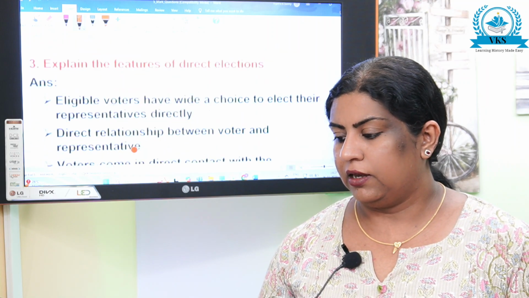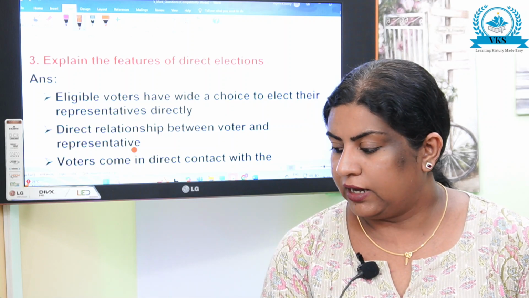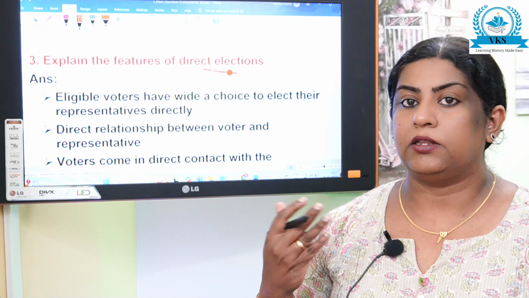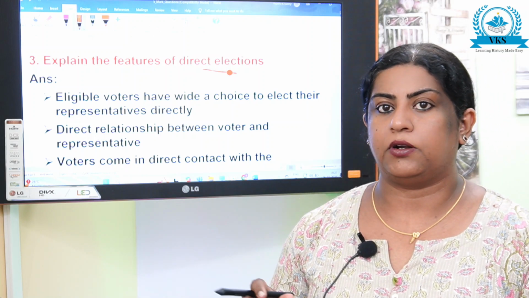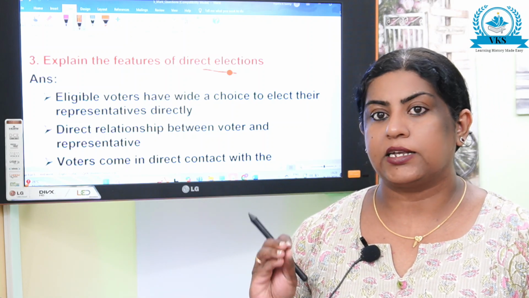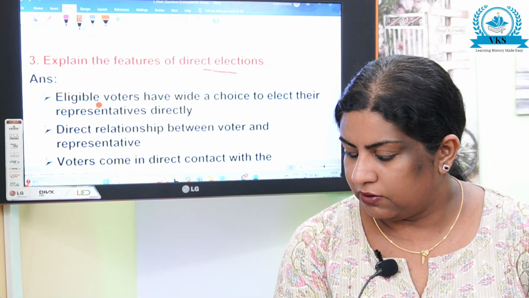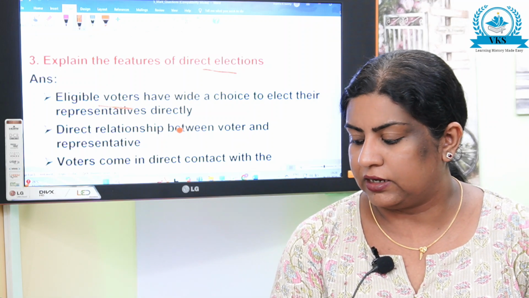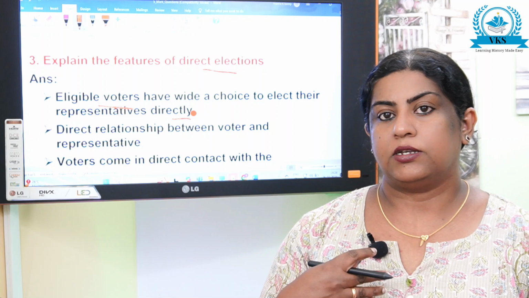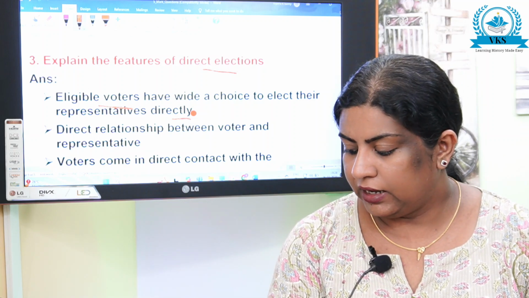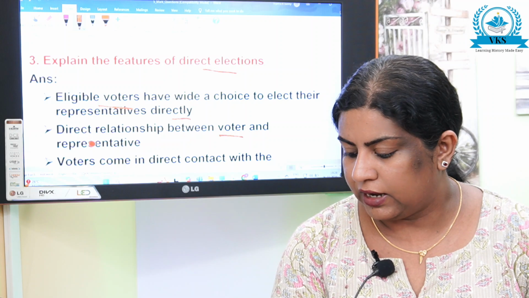Next question, explain the features of direct elections. This question is also important. Explain the features of indirect election is also important. So now let us see this answer. Explain the features of direct elections. Eligible voters have a wide choice to elect their representatives directly. The voters have the choice to select their representatives directly. Direct relationship between voter and representative.